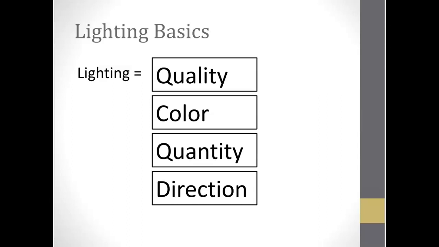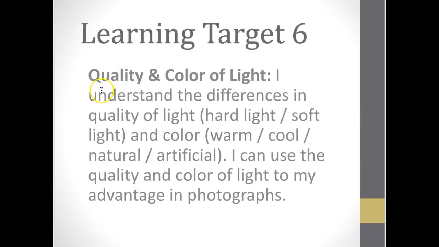There are four basic things that fit into lighting. We have the quality of light, color, quantity, and direction. Our first learning target is going to cover quality and color. I want you to understand the differences in quality of light. So that's hard or soft light, the color of light, warm and cool, and natural versus artificial. I also want you to be able to use both of those to your advantage when you're taking pictures.